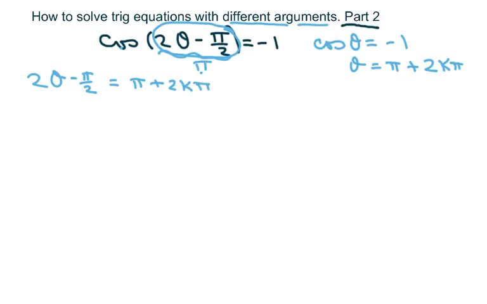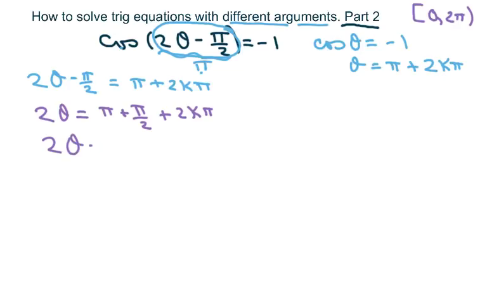Now, we do want to solve on this side from 0 to 2 pi. You just solve for theta. We're first going to add pi over 2 to both sides. When you do that, you're going to get 2 theta equals pi plus pi over 2 plus 2k pi.